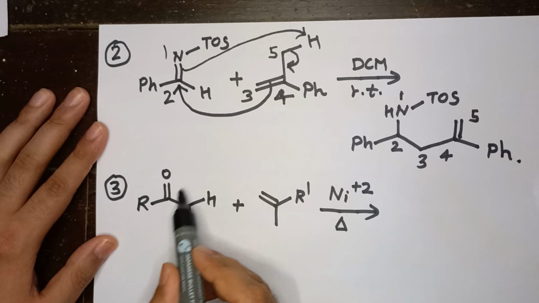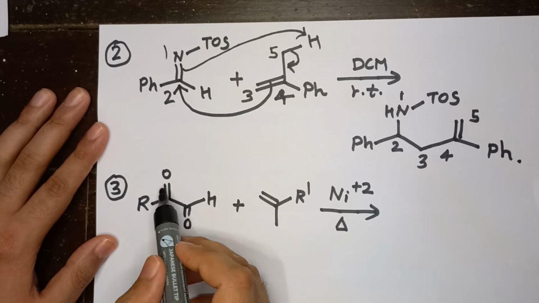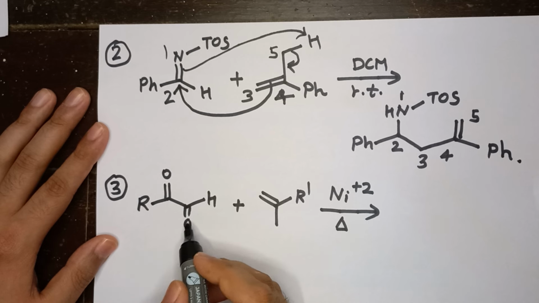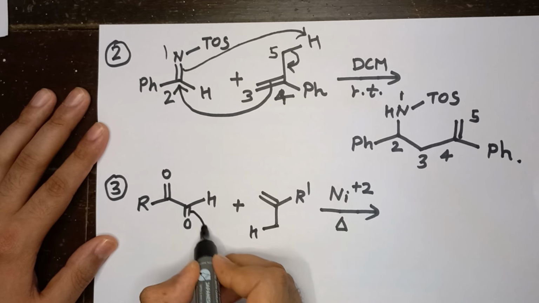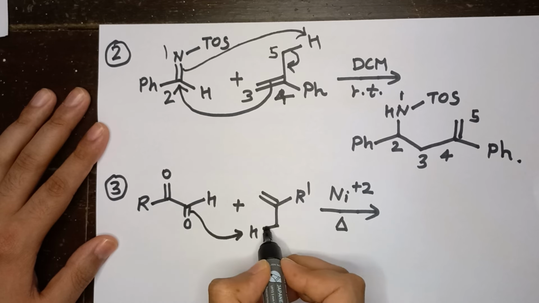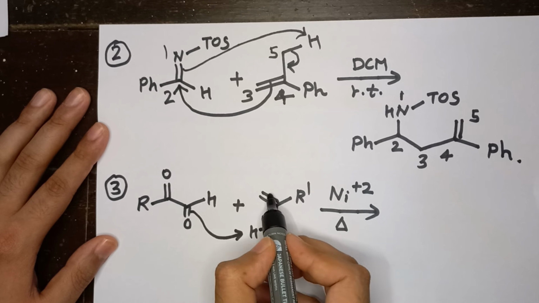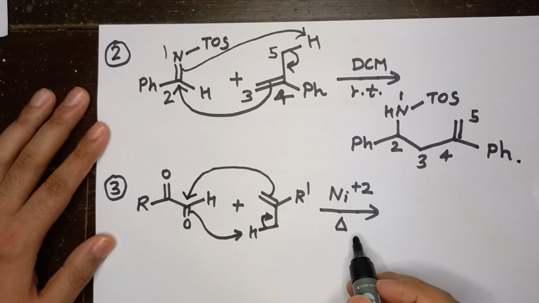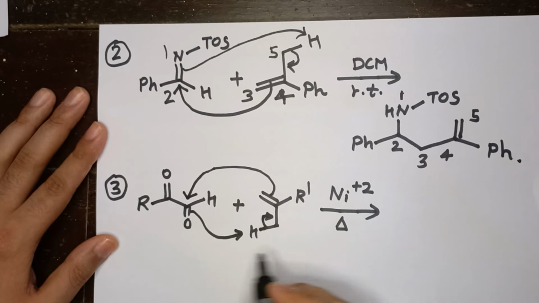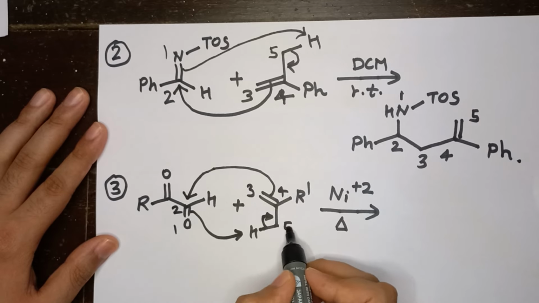One of them is going to react, either the aldehyde or the ketone, and we know that an aldehyde is more reactive than a ketone. So the aldehyde is going to react. We have a hydrogen here. So this double bond will take this proton. This C-H bond will form a double bond here, and this double bond will get attached to this center. Let me number them: 1, 2, 3, 4, 5.